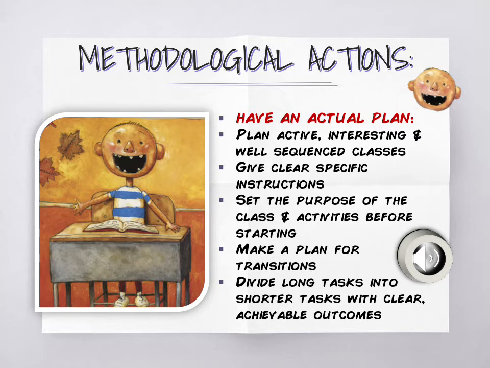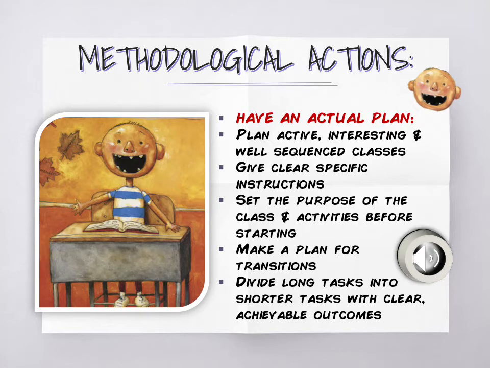We always say that the methodological area is the area in which you can take control. And we always suggest that you have an actual plan. What is to have an actual plan? It is to have things in mind that really work. There are things that work for every class. For example, you should always plan active, interesting, and well sequenced classes.